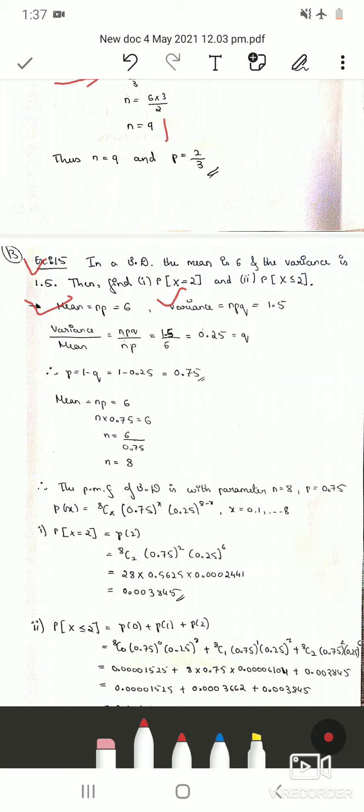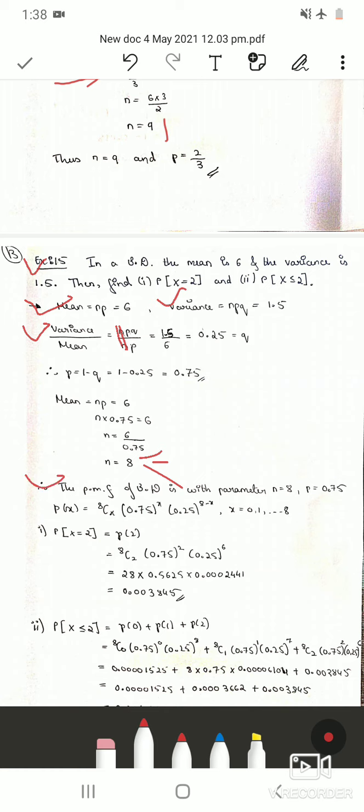So again the same steps. First we will find q, then p, and then n. To get q, what we have to do? We have to take variance by mean. Both n and p will get cancelled, so you will be remaining with q. So 1.5 divided by 6 is 0.25. Therefore p will be 1 minus 0.25, which is 0.75. Then mean is n into p is equal to 6. Substitute p, and therefore we got n as 8. So we got both the parameters n and p.